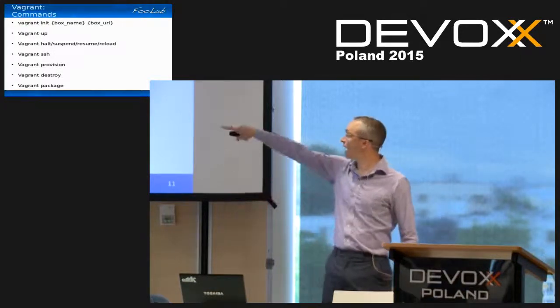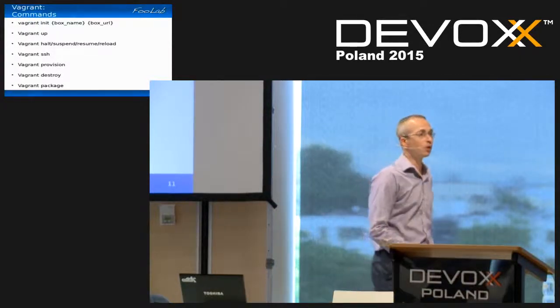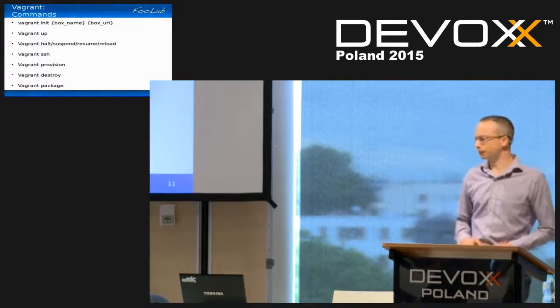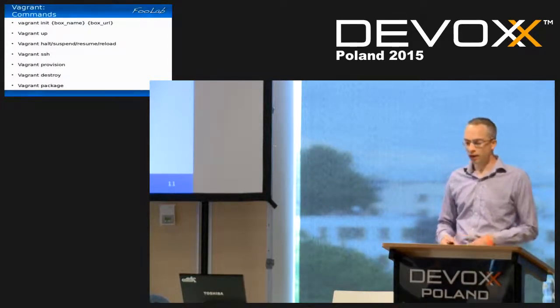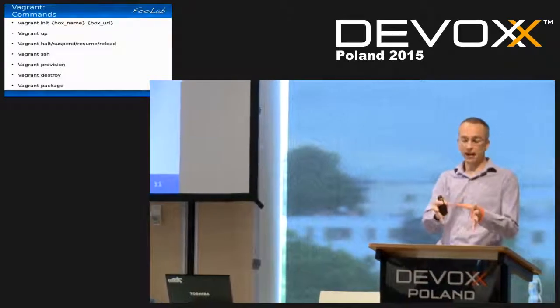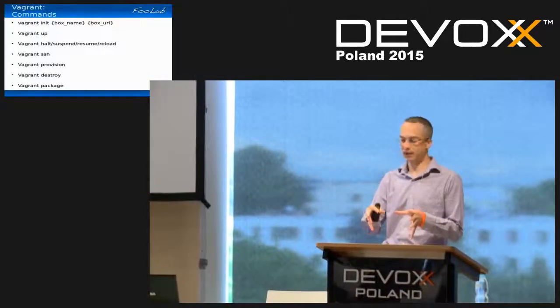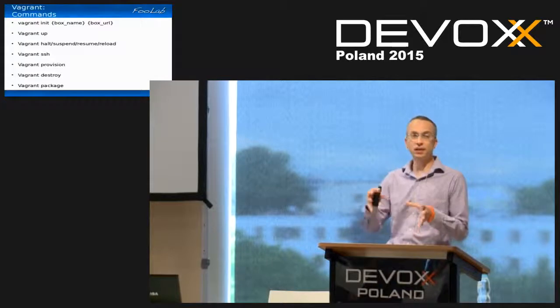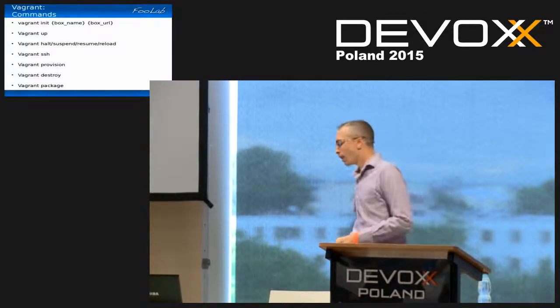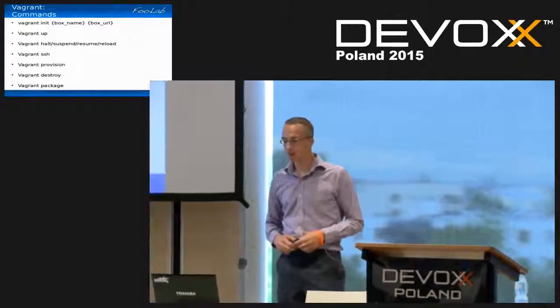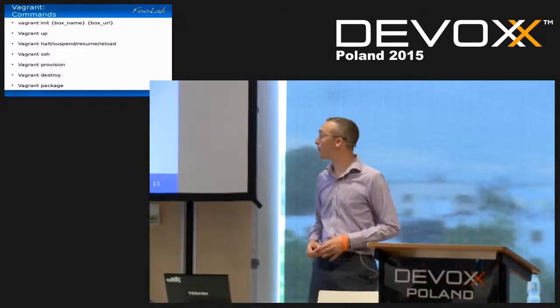And then you have vagrant provision. Vagrant provision basically runs all the manifests and checks that your virtual machine is in the state that you've defined in your Puppet manifest.